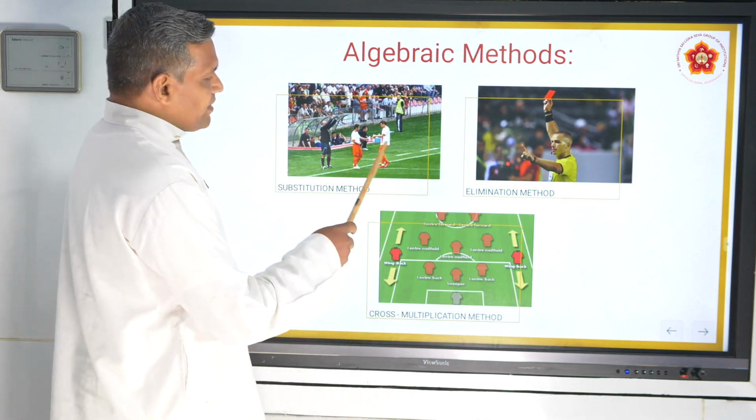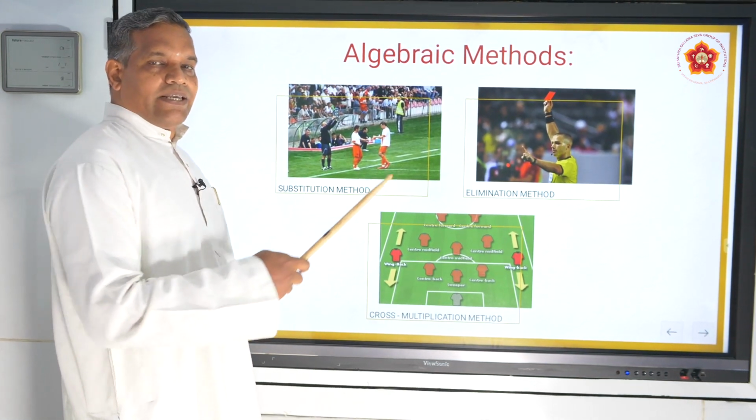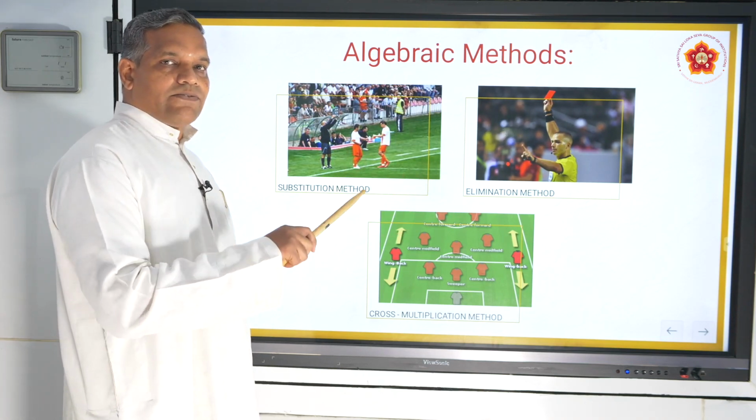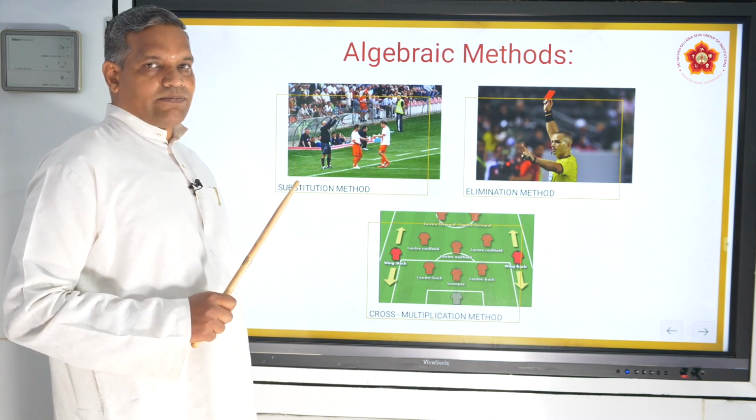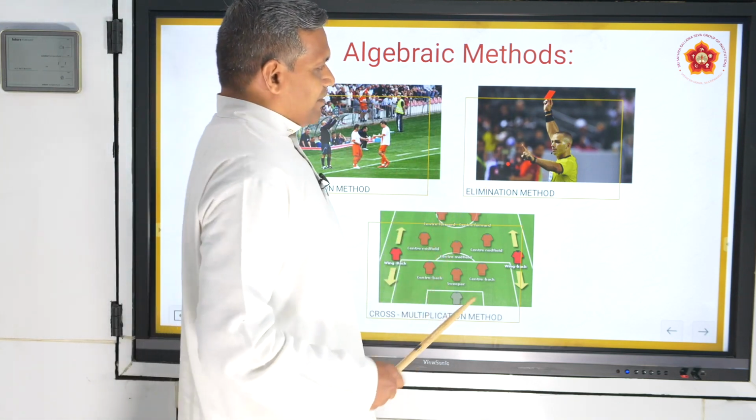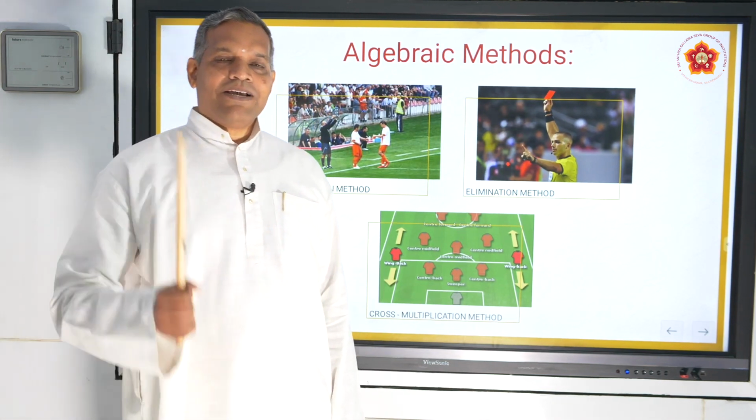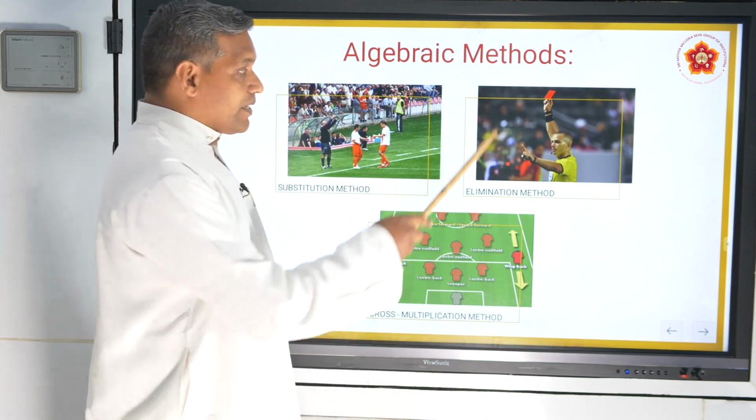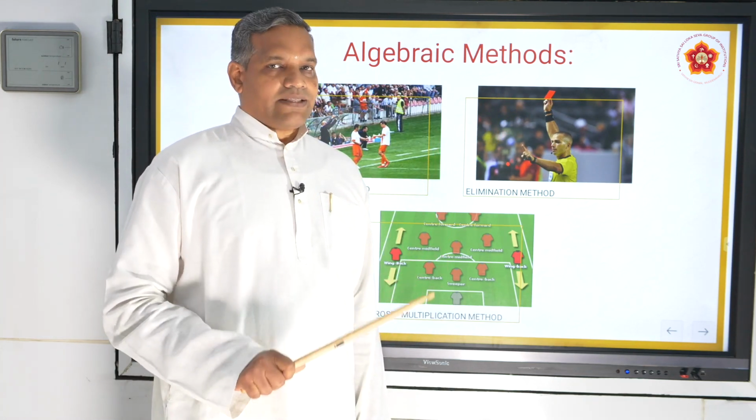So then you exchange the players. So this technique is called substitution method. Here in math also what we do: instead of y we replace the x value, instead of x we replace the y value. That is the reason we call that method substitution method. Come back to elimination method. Red card. You know what a red card is. The moment a red card has come, the player is out of the game for several games. He cannot play. Here also I wanted to get rid of one of the variables, either x or y, completely so that I can find the other's value.